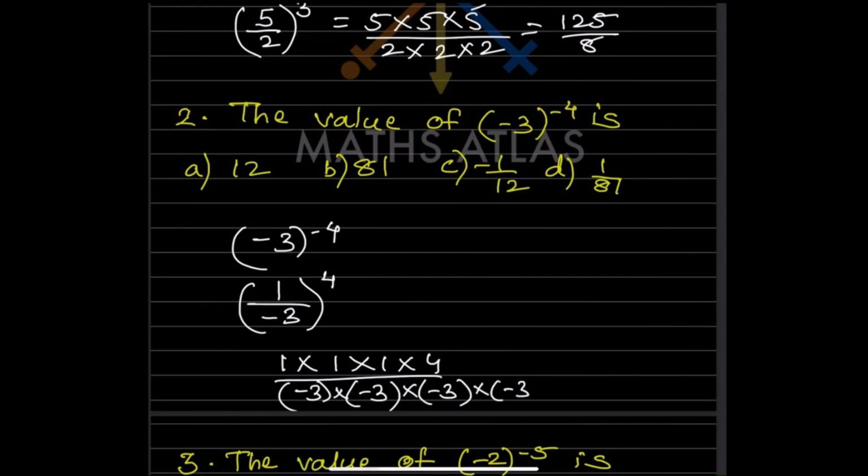So this will be 1 by 3 3s are 9, 27, and this is going to be 81. Now since you can see here, the negative signs are here 4 times, so that is an even number. So whenever there is an even number, the sign is going to be positive.